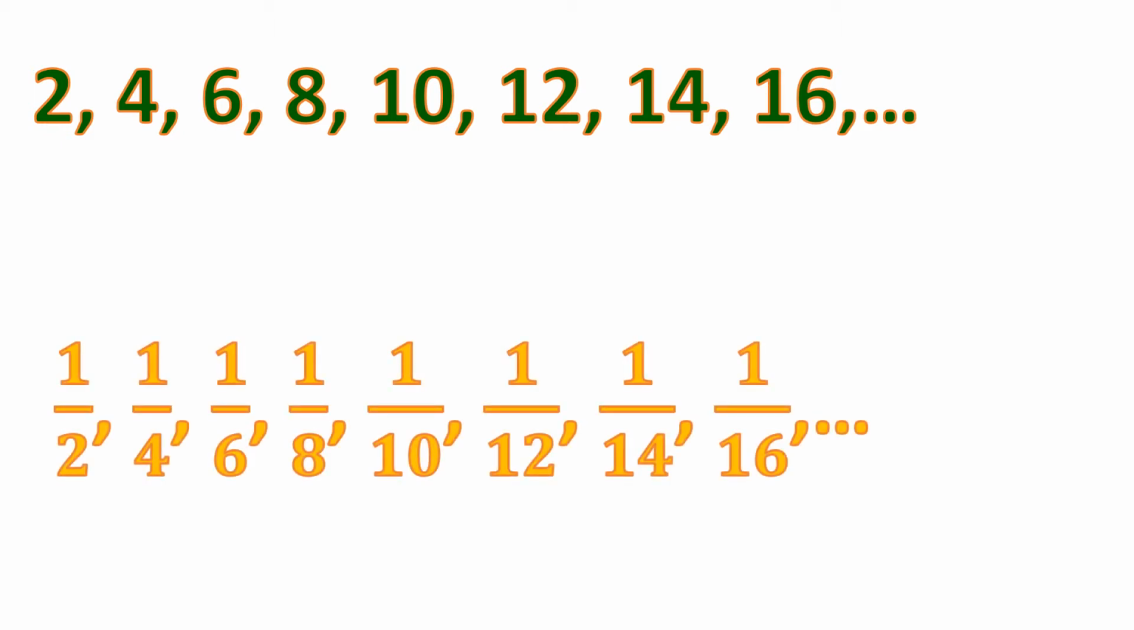Now what if we're going to get the reciprocal of each term? So just like this. So reciprocal of 2 is 1/2. So reciprocal means you're going to invert the numerator and the denominator. But since the arithmetic sequence are all whole numbers, it means the denominator of each term is 1. So that's why if you flip it, it becomes 1/2. 4 becomes 1/4. 6 becomes 1/6. And so on up to 16 becomes 1/16.